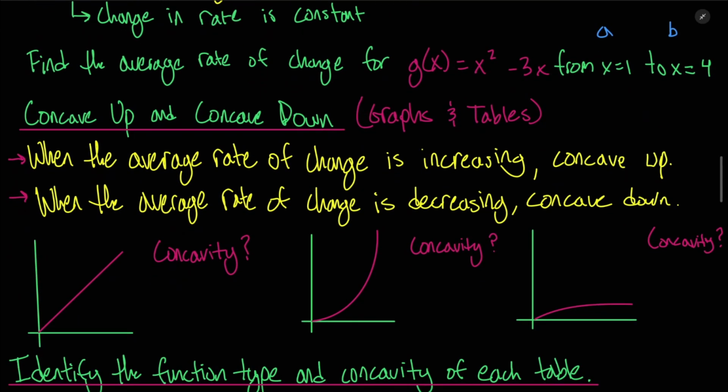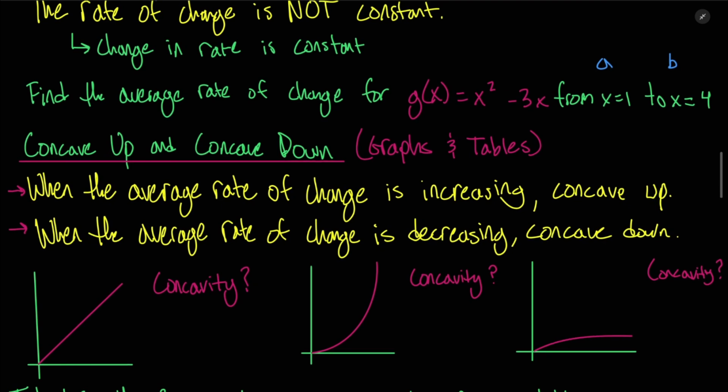Let's talk about concavity. This is going to be important for AP. So, concave up and concave down, right? You might be asked to find concavity from a table of values or a graph. Okay, let's talk about this. When the average rate of change is increasing, it is going to be concave up. When the average rate of change is decreasing, it's going to be concave down.